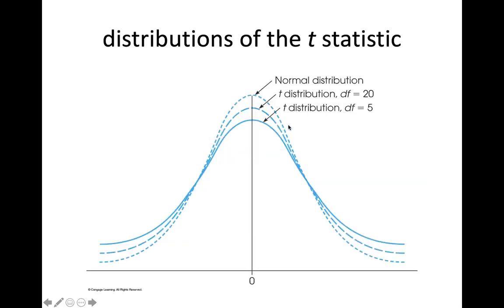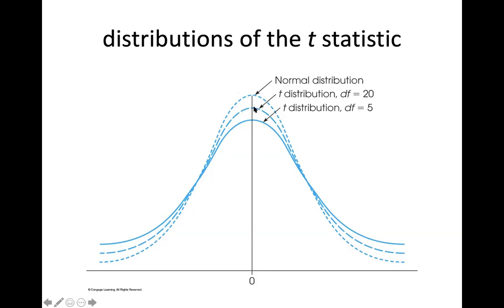So here's a way of understanding what it means to have multiple distributions. Here is the normal distribution. This is the Z distribution right here. It's this dotted line. It's the thinnest out of all of these, and it is also the tallest. The fact that the Z distribution is the thinnest indicates that it has the smallest amount of variability. But you also see these other distributions right here.